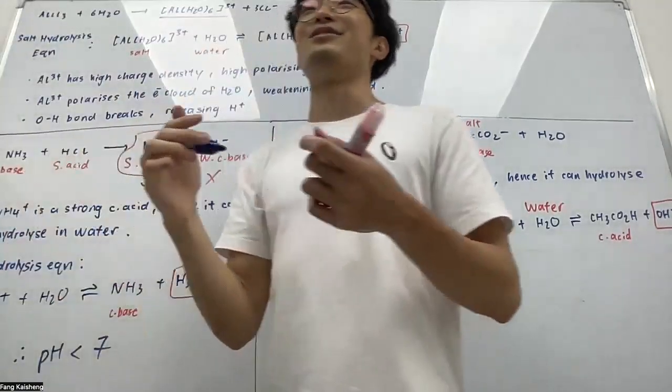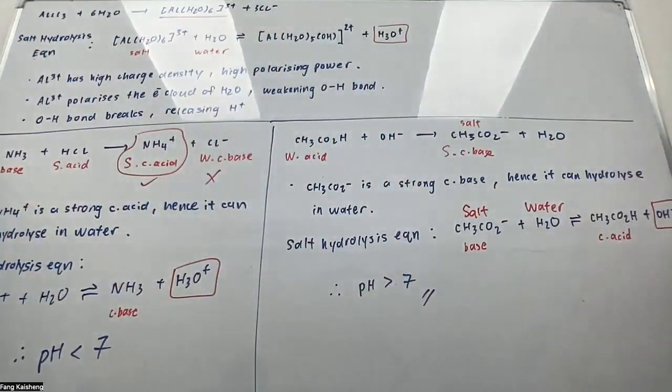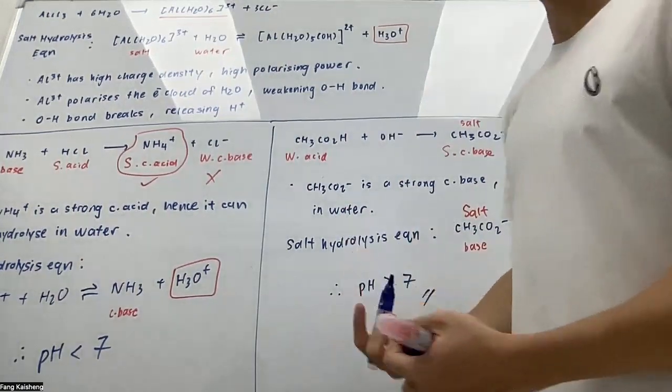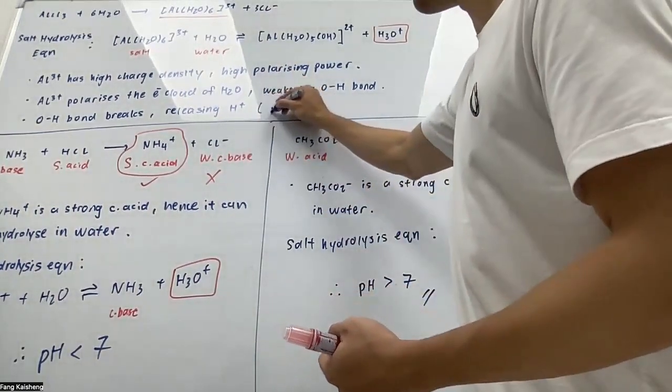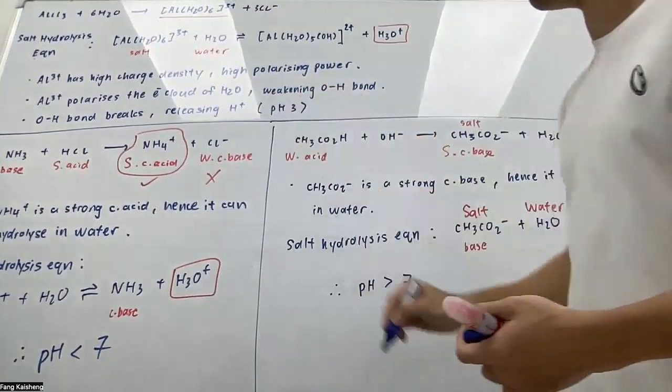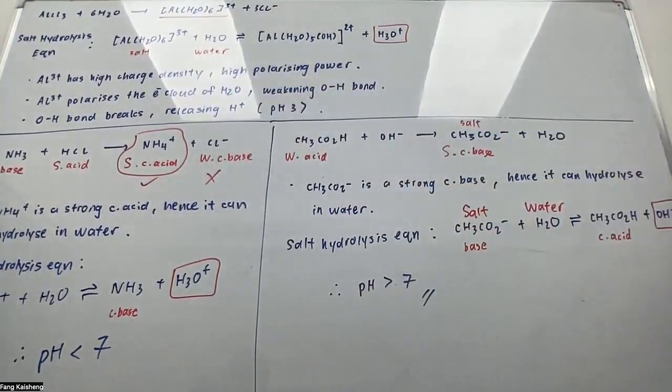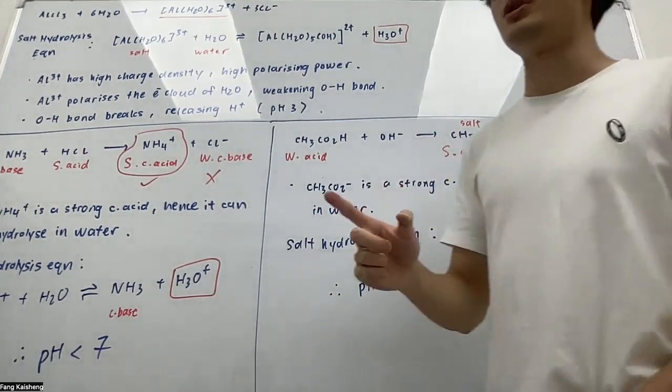You only release energy when you form bonds, remember? When you break a bond, you require energy. Okay, guys, when you release H+, that's why the pH of this one is actually 3, acidic. You must memorize this pH. This exact explanation can be found in your periodicity chapter also, but we go through it here because it's relevant.